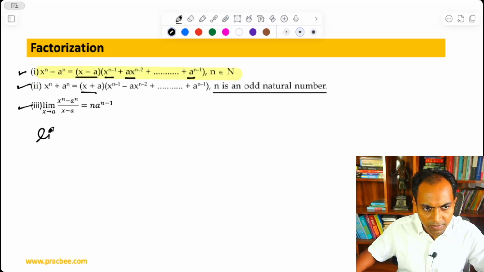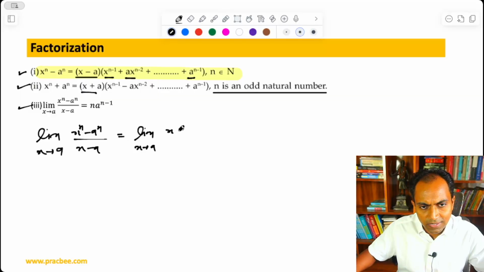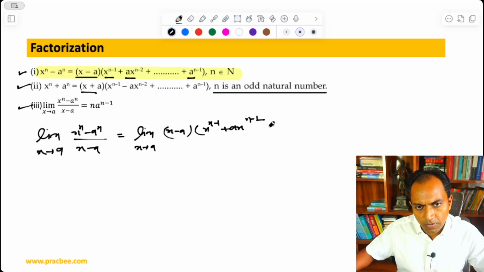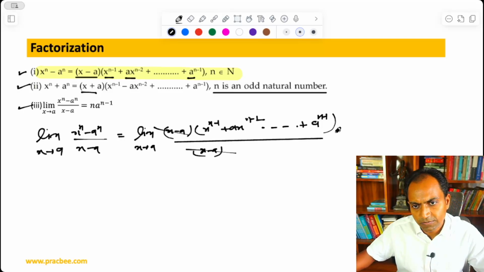So let us say that if I want to get the value of limit x tends to a, x raised to the power n minus a raised to the power n by x minus a, we can remove indeterminacy by factorizing the numerator. Let us see how. So I can write this as x minus a, x raised to the power n minus 1, a x raised to the power n minus 2, and we can go till a raised to the power n minus 1, divide by x minus a. We can remove this x minus a, substitute the limits.